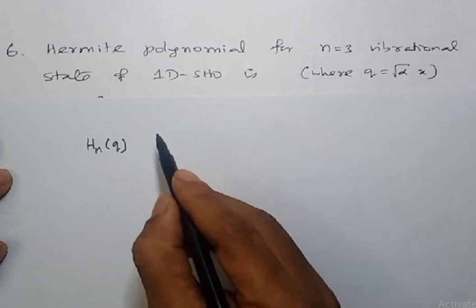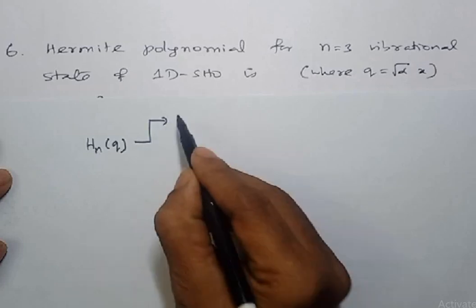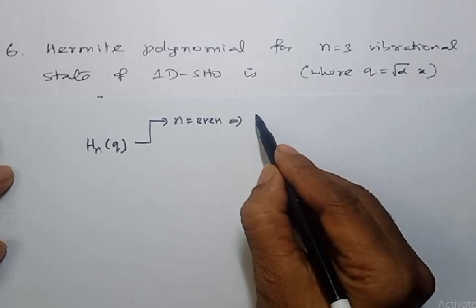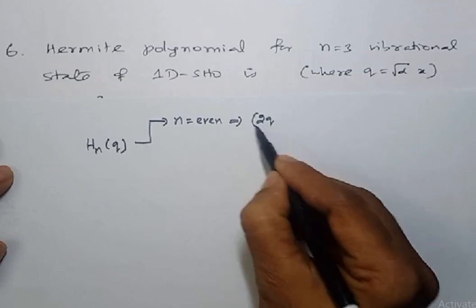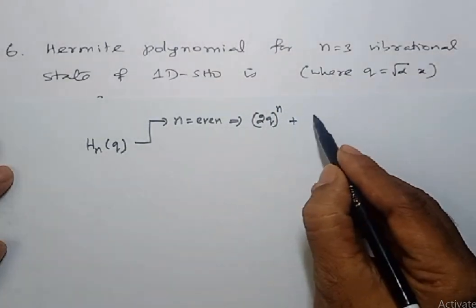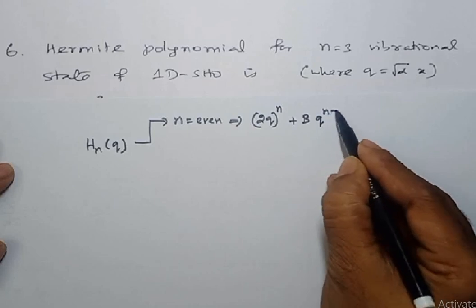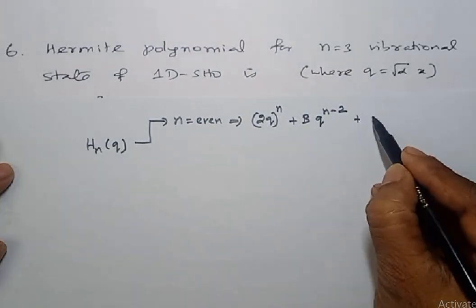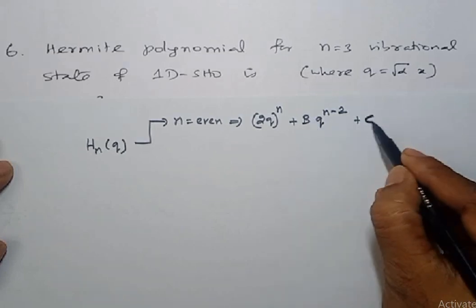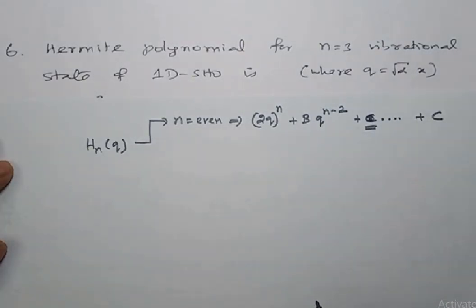it takes different terms. The number of terms depends upon the value of n, whether it is odd or even. Suppose n is an even number, then the first term is 2q power n. The first term is always 2q power n. The second term is some constant, say b, into q power n minus 2, and so on up to a constant c. The final term is a constant term.